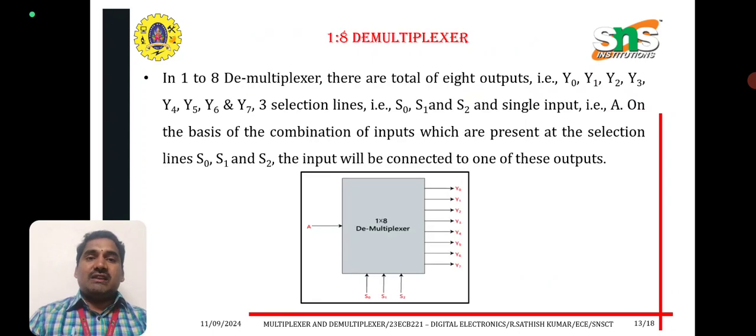Next one, 1:8 demultiplexer. There are a total of 8 outputs, that is Y0 to Y7, 3 selection lines S0, S1, S2 and a single input, which is A. On the basis of the combination of inputs present at the selection lines S0, S1 and S2, the input is connected to one of these outputs. A is the enable line, the single input, and with the help of selection lines S0, S1, S2 it can produce the outputs Y0 to Y7.